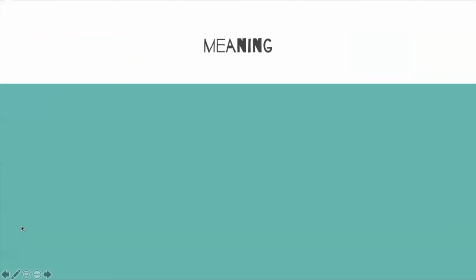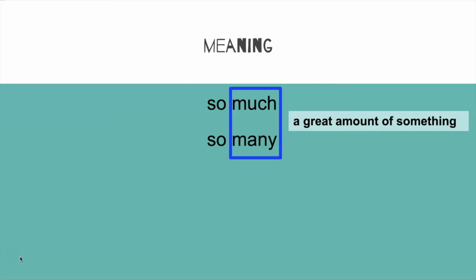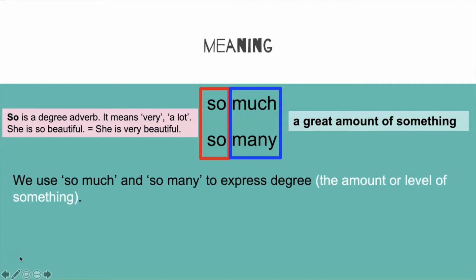So after looking at so many examples, do you know what so much and so many tell us? We can divide them into two parts, much and many. They mean a great amount of something. How about the word so? So is a degree adverb. It means very and a lot. If we say someone is so beautiful, it means she is very beautiful.